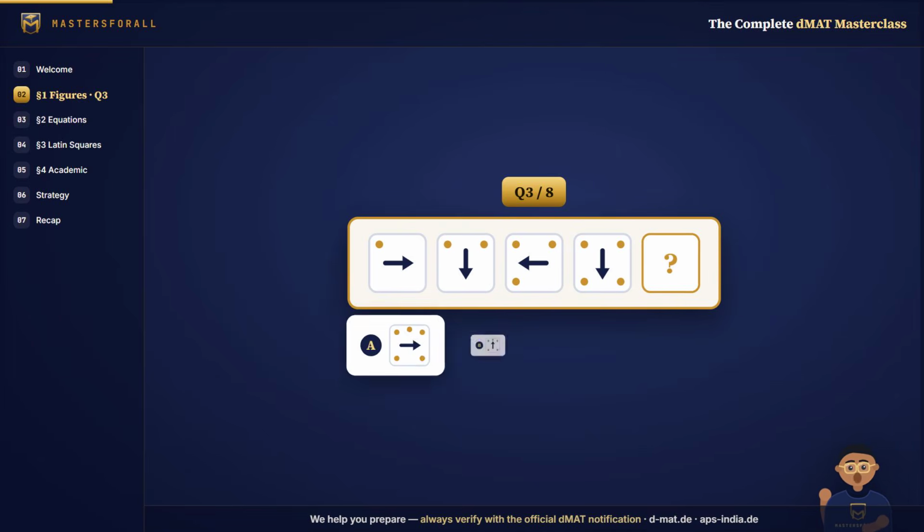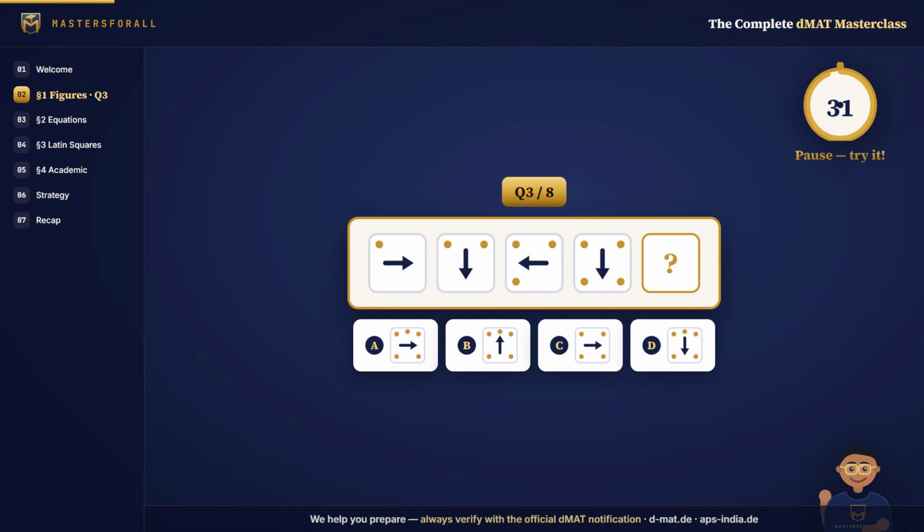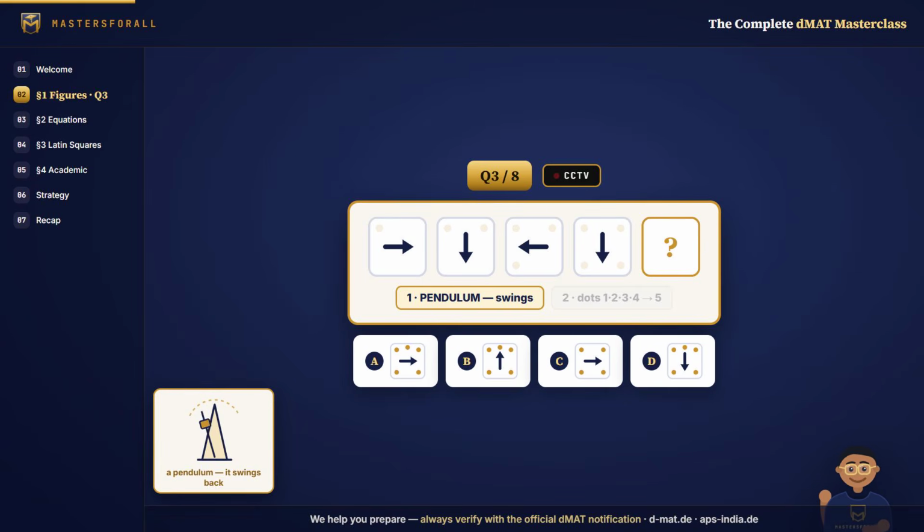This rotation looks random. It is not. Right, down, left, and back to down. It's a pendulum, it swings. Next, right. The dots simply count 1 to 5. The answer is A.